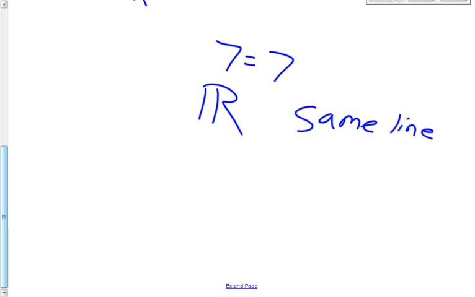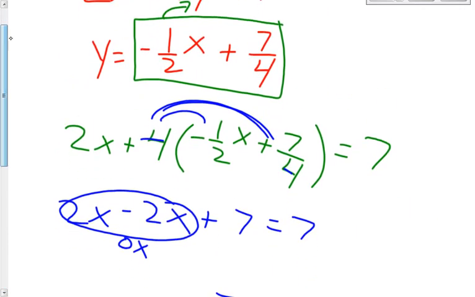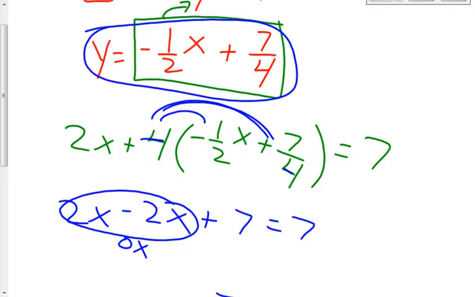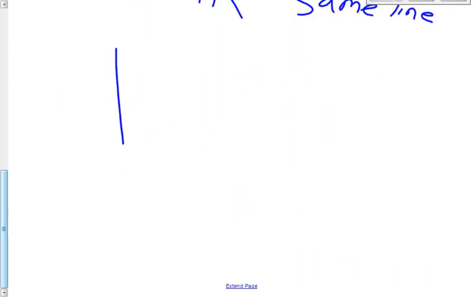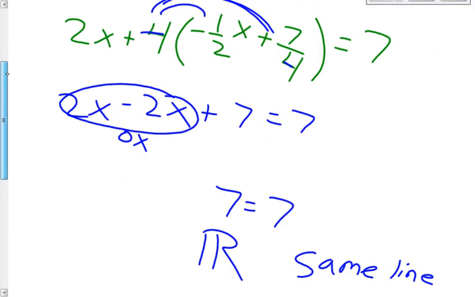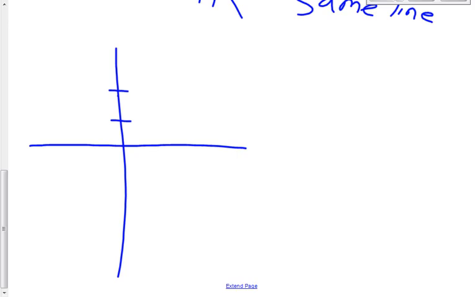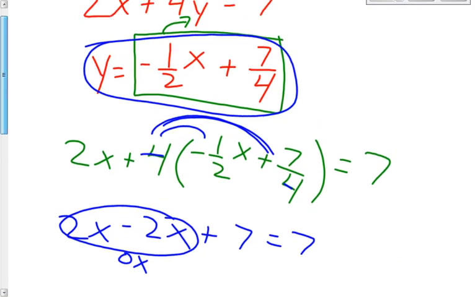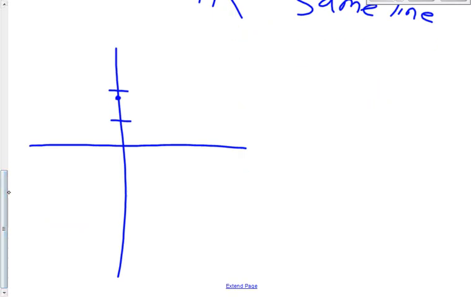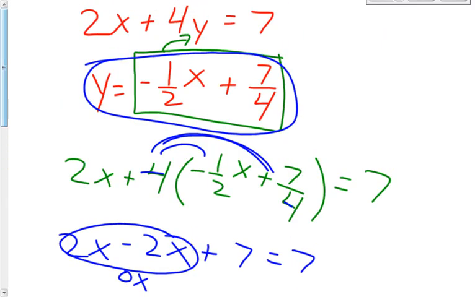The reason why you have infinitely many solutions is because of this. Let's just take this one for example, the y-intercept is at a positive 7/4, so that's almost 2, something like this. And then my slope is down 1 over 2, so something that looks like this probably. Right? And now this line, watch what happens if I put this one in slope-intercept form.